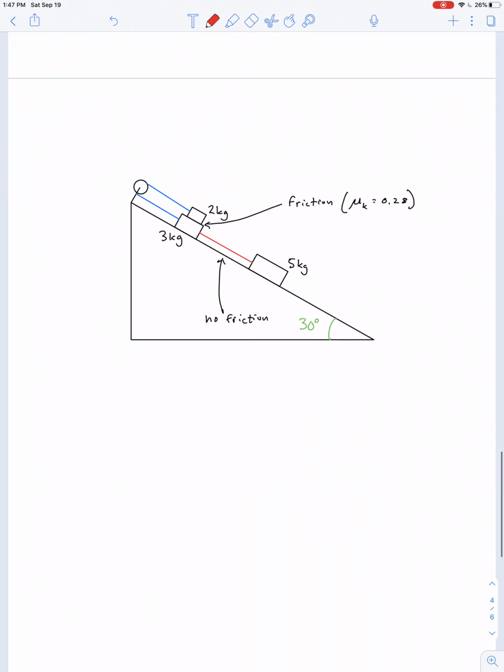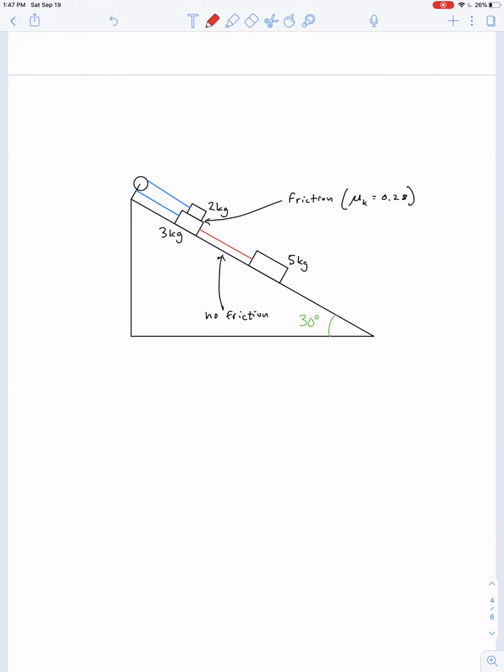One last problem. This one's not a proof. This one we just have to find what's the acceleration of the system. So we're given 3 blocks, 2 kilograms, 3 kilograms, and 5 kilograms on a frictionless 30-degree incline. There's no friction between any of these blocks and the ramp, but there is some friction between the 2 kilogram and 3 kilogram. In fact, the coefficient of kinetic friction is given as 0.28. So when released from rest, what's the value of the acceleration of the whole system?